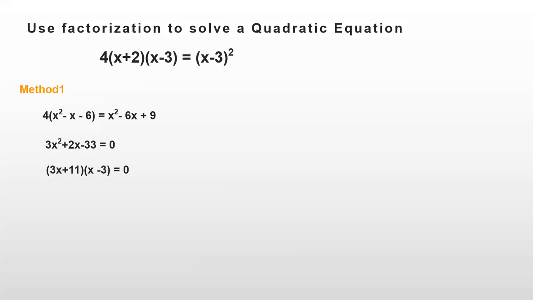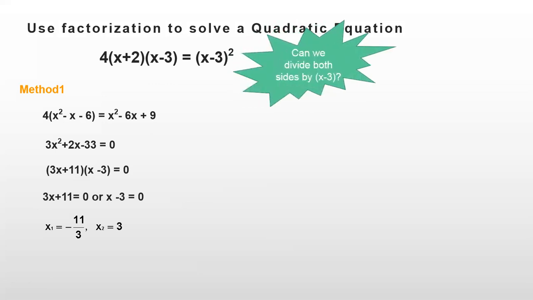So basically, factoring is sort of reverse FOIL. And then it's just solving these two equations, 3x + 11 equals 0, or x - 3 equals 0. Therefore, yielding that x1 is negative 11 over 3, and x2 is 3.